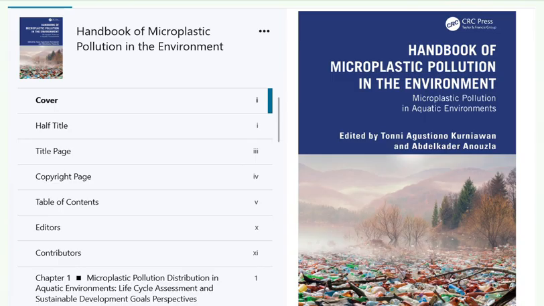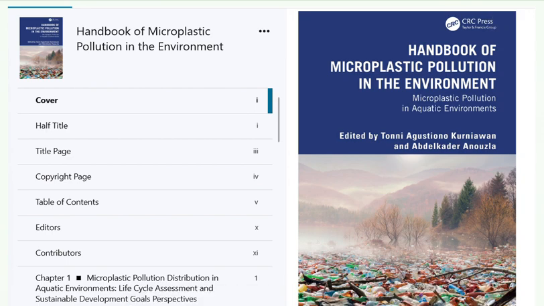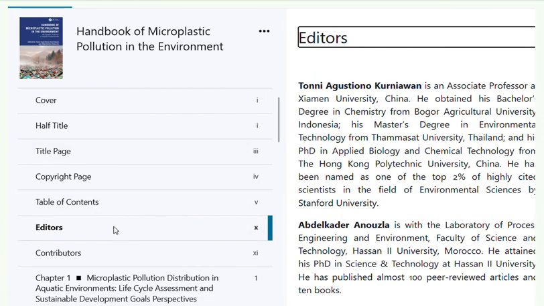Handbook of Microplastic Pollution in the Environment. Microplastic pollution in aquatic environments. In recent years, water contamination due to microplastic has become a serious environmental problem. They undergo slow breaking down processes releasing various smaller plastic particles, including microplastic and ultimately nanoplastics.